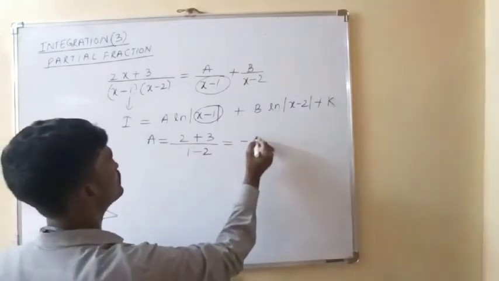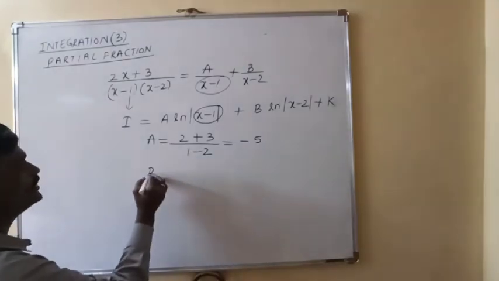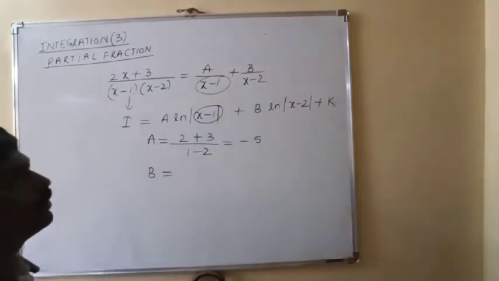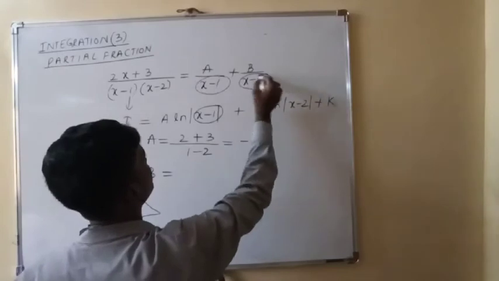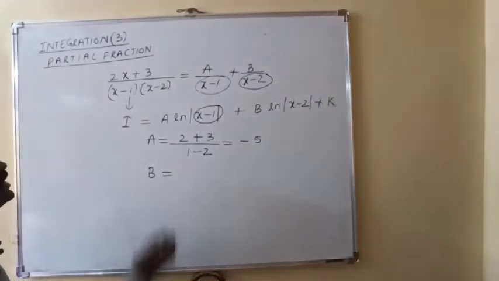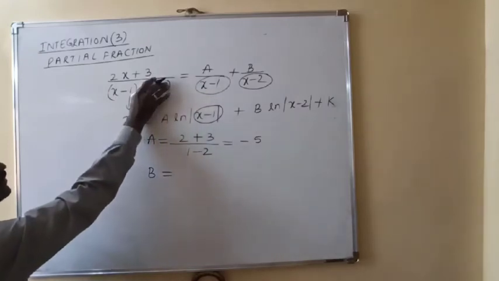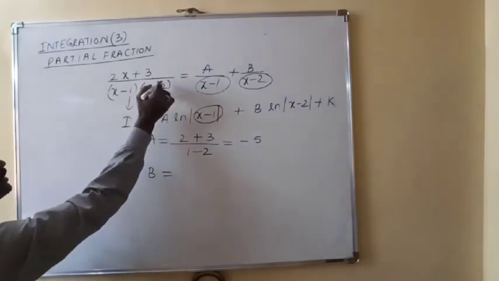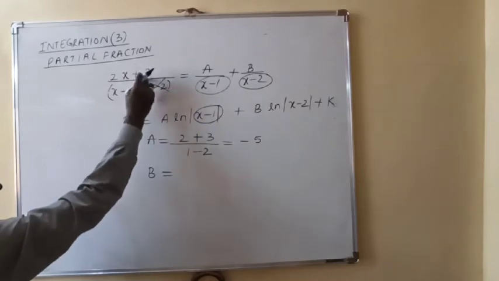5 by minus 1 is minus 5. And b is equal to... So what is the factor under b? x minus 2. You equate it to 0, what do you get, x value? 2. You put that x is equal to 2 in the problem other than the factor x minus 2. So what is the remaining factor?